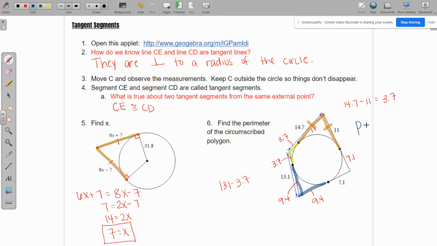So in order to find the perimeter, we want to add all of those together. So the two orange segments are both 11. So we have two segments that are 11 units long. Plus our two yellow segments are both 3.7 units. So plus 2 of the 3.7s. Plus, in this case, this is 9.4 and so is this. So 2 of the 9.4s. Plus 2 of the 7.1s. So if I add all of those together, our perimeter should be 62.4 units.